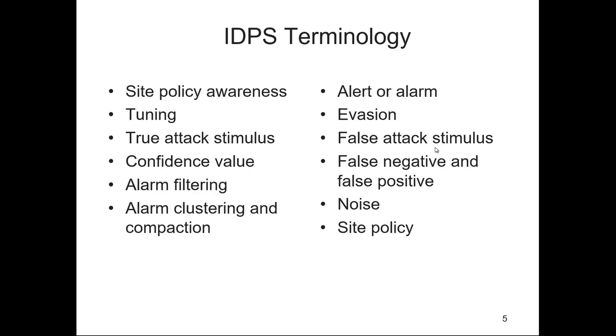False attack stimulus is an event that triggers alarms and causes a false positive when no actual attacks are in progress. False negative, the failure of an IDS to react to an actual attack event. The false positive, an alarm or alert that indicates that an attack is in progress or that an attack has successfully occurred when in fact there was no such attack. True attack stimulus is an event that triggers alarms and causes an IDS to react as if a real attack is in progress.